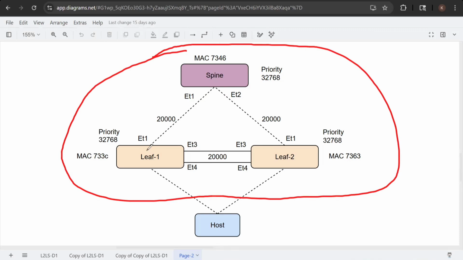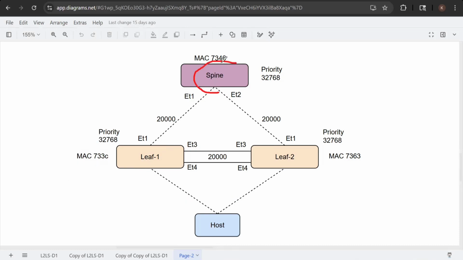Right now leaf 1 is the root bridge because it has the lowest MAC address. I'm going to configure the spine as the root bridge now. There are two ways to make a switch the root bridge. One is configuring the lowest priority. The second is configuring the lowest MAC address. And we're going to be doing both options in this video.